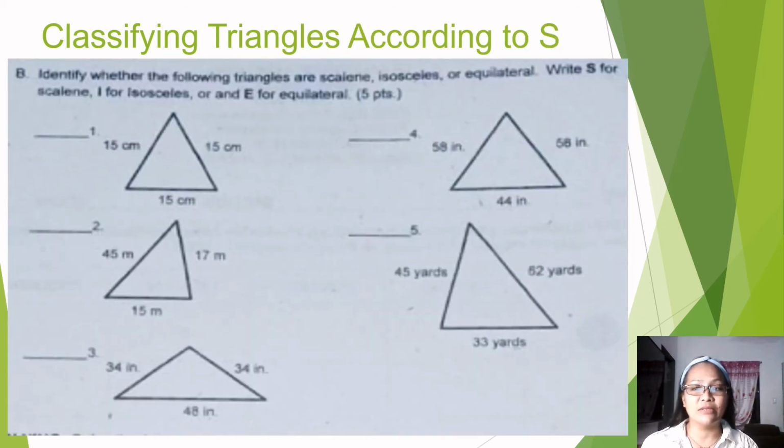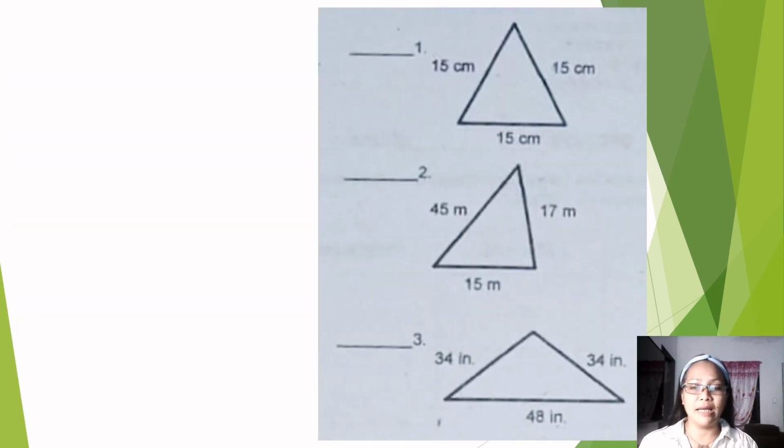Classifying triangles according to sides. So we have here, identify whether the following triangles are scalene, isosceles, or equilateral. And of course, right triangle. So for number 1, we have here 15, 15, and 15. All the sides are congruent. Therefore, we have an equilateral triangle.